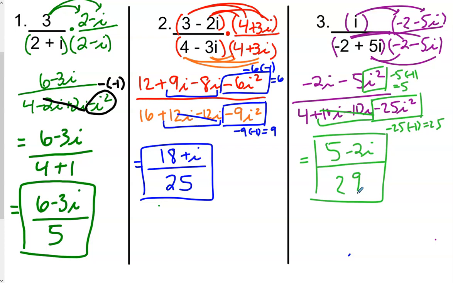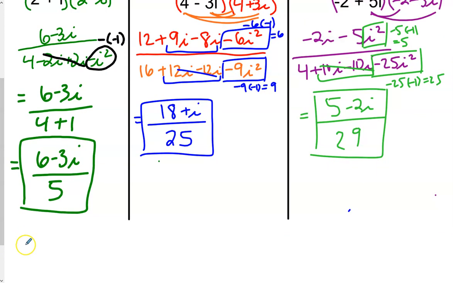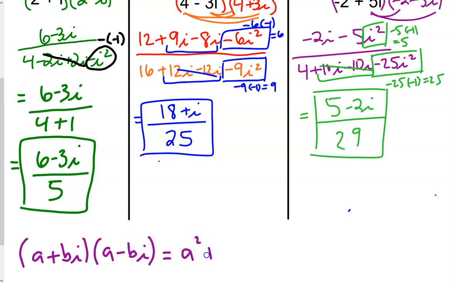Okay, there was a pattern here. You're in honors class, so I want to show you the pattern. If you noticed, every single time we got a real number as a result. Okay, there is a pattern to these real numbers. If we multiply a complex number, so a plus bi, by its conjugate, a minus bi, there is a shortcut that you can use every single time. And this shortcut is going to be a squared plus b squared.